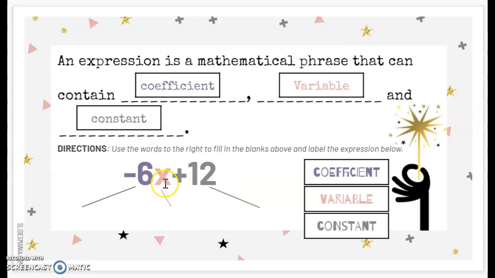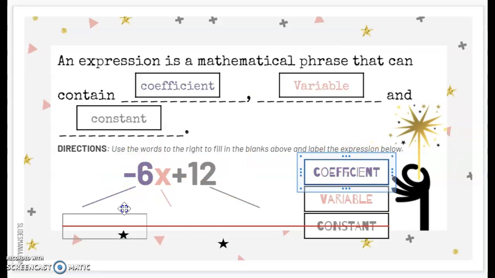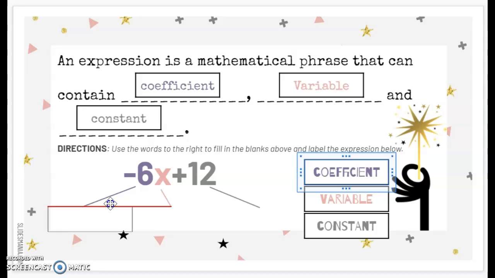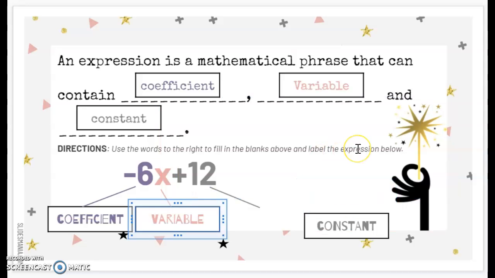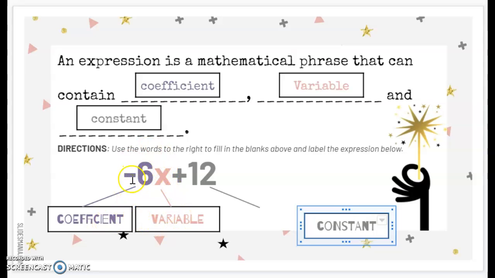We have a negative 6x plus 12. So my negative 6 is my coefficient. That's the number that's right before my variable, which is that letter that everybody loves in math so much. We all wonder why they got put in math, huh? Well, now we have them, and they are called the variable. That number before it is our coefficient. That number can be a negative, a positive, it can be a decimal, or a fraction.